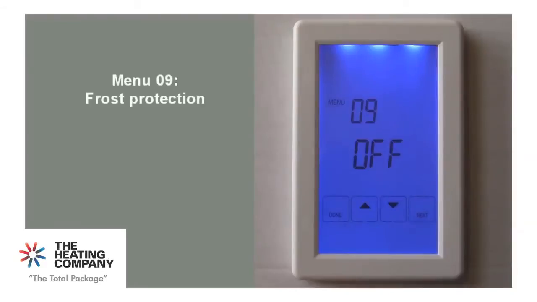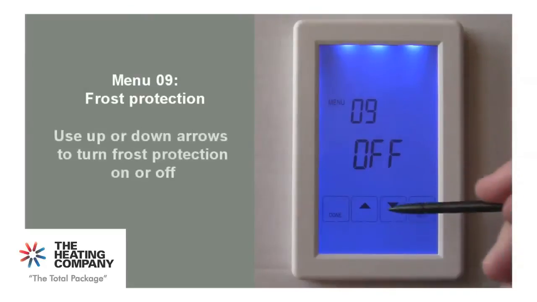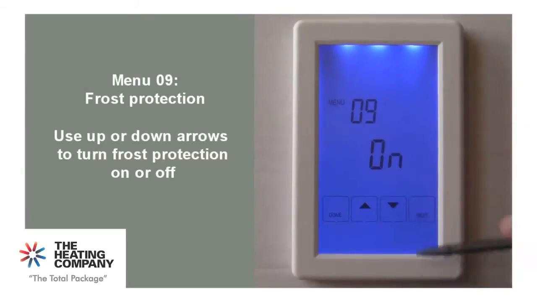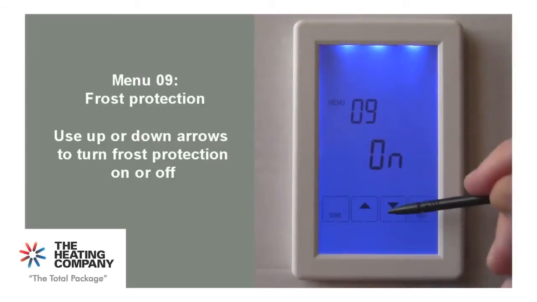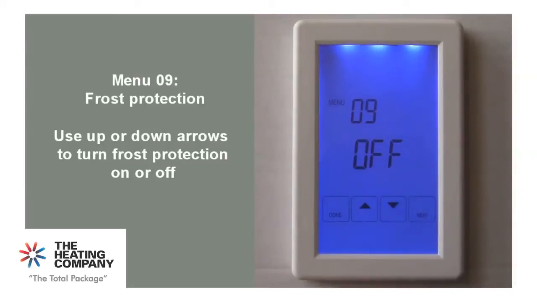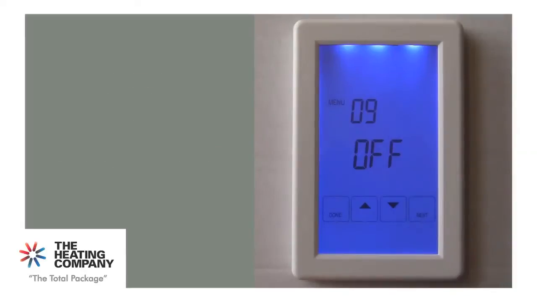Menu 9 is used to turn on frost protection. When this option is turned on, your unit will not allow the floors to fall below 5 degrees Celsius. This is handy in locations where the floor temperature can fall below freezing. In this case, however, we will switch it off, and then press Next to move to the next menu.